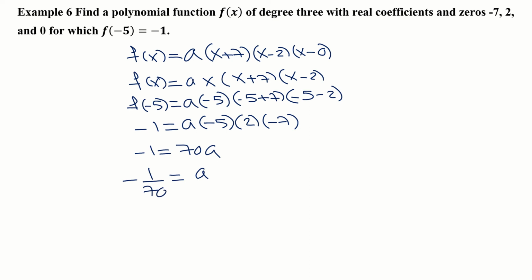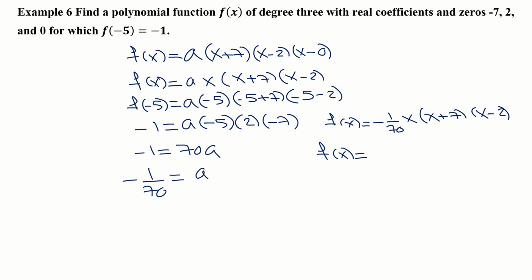So we have our function f of x. It's going to be, I'm going to use this simplified form. So negative 1 over 70x times x plus 7 times x minus 2.